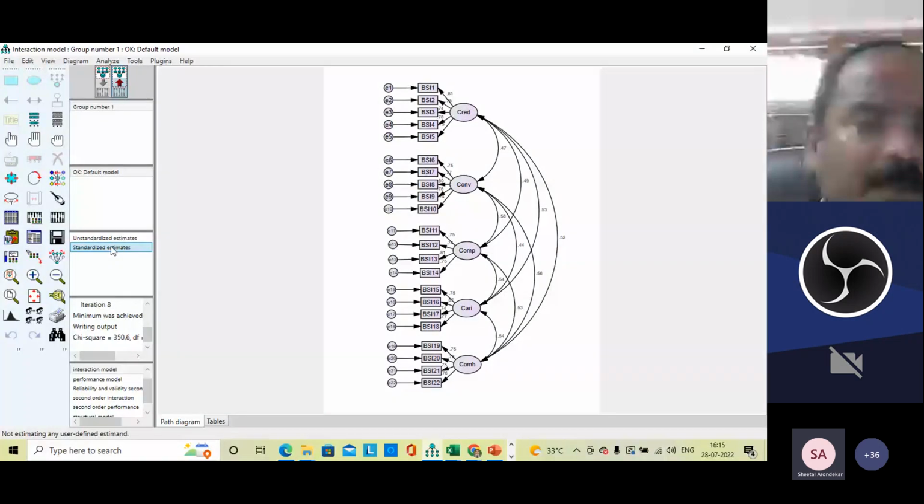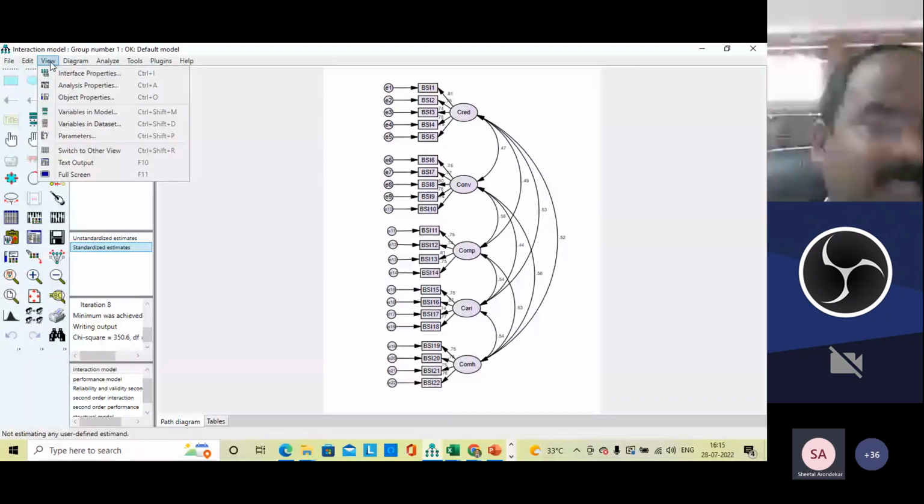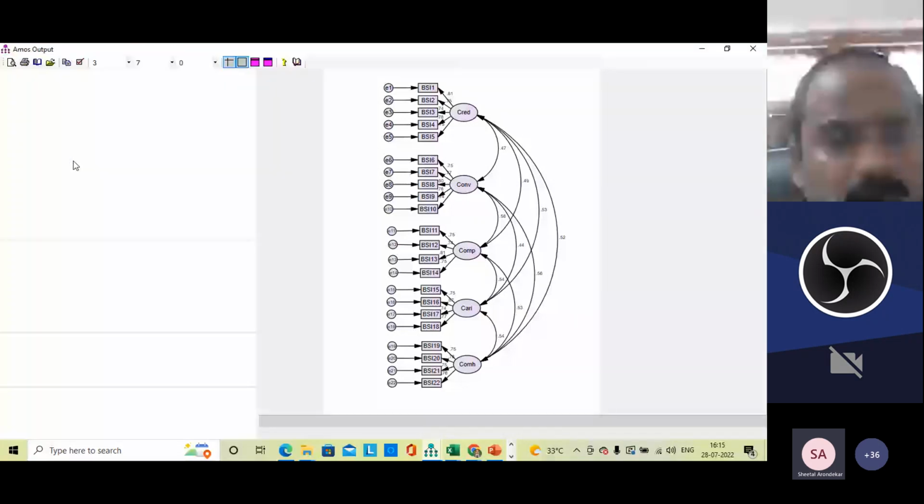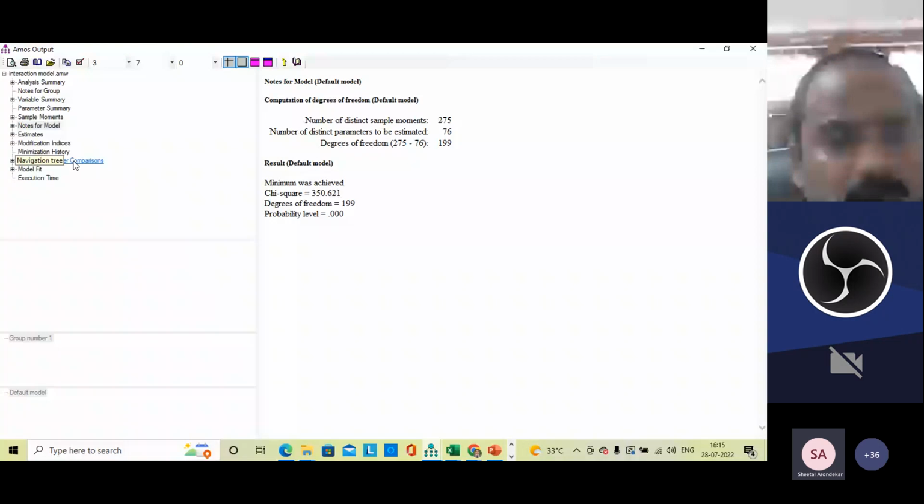Again, for the test output, there are two options. Look at my cursor movement. There is an option in the left hand side. You can put your cursor there. It is visible, view text. You can click there, or you can go to the view menu above and click there, and it is written text output. The same option, text output. So there are two options to go to the text output. So I have clicked there. Now my text output is open.